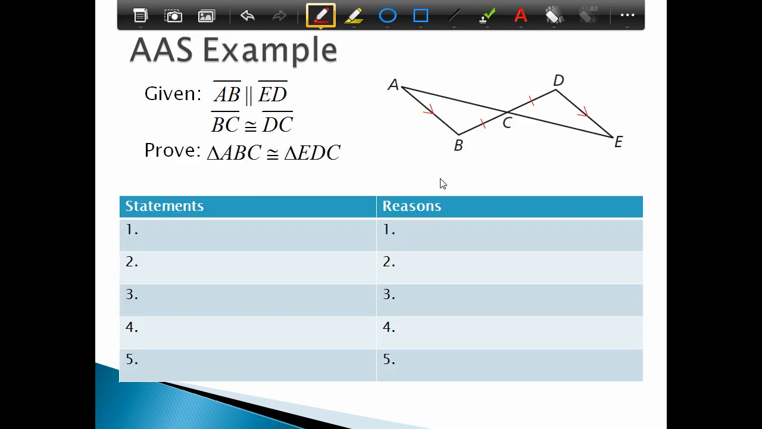So let's do a proof. Here we go. We got AAS. We got a couple things given to us.